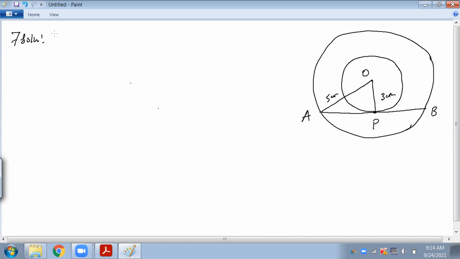Okay, what is given to us? Two concentric circles with center O. Then AB is a chord of the larger circle.